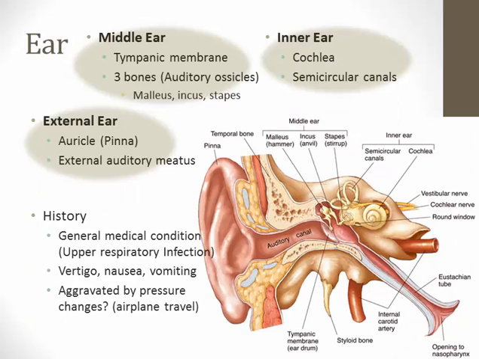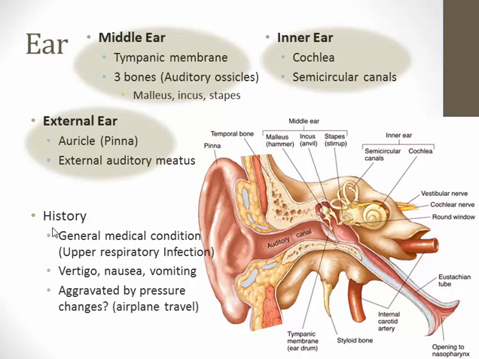Ear structure: you have the external ear and the middle ear, which is the tympanic membrane and 3 bones here, as well as the inner ear. Remember we talked about the vestibulocochlear nerve? You actually have it right over here. The vestibular nerve is coming from the semicircular canal, which is responsible for balancing. The cochlear nerve is connected to the cochlea, which is responsible for hearing.